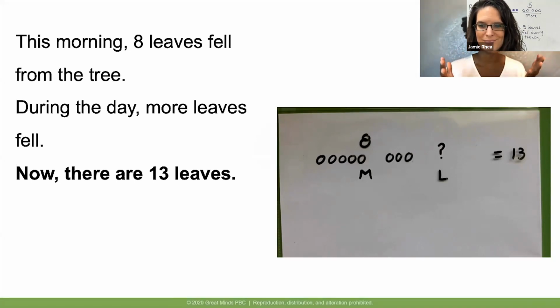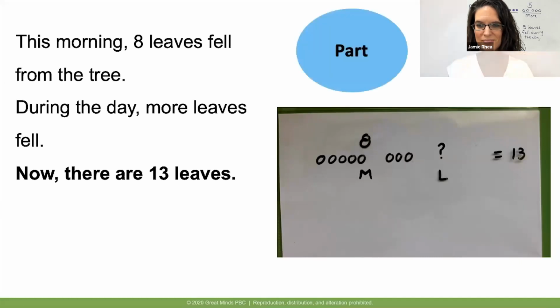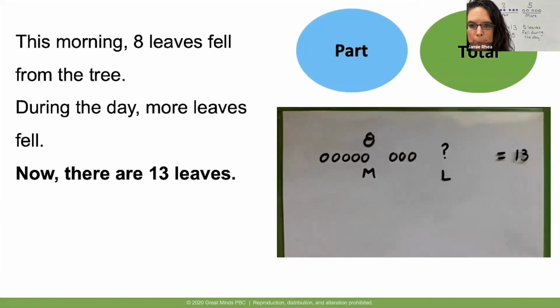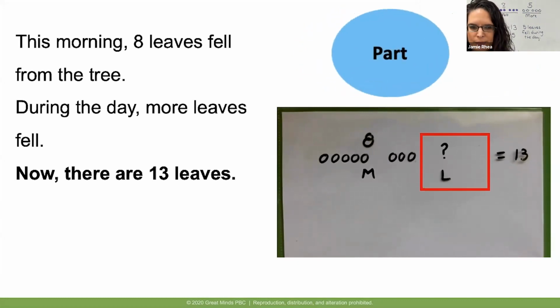I think I read your minds correctly. And yes, it helped us see what was missing. Look back at your drawing, mathematicians. What was missing? A part of the leaves or the total number of leaves? Point to the answer you think is correct. Were we missing a part or a total? We were missing how many more fell. So we were missing a part. Oh, yes, we can see right here that we're looking for a part.